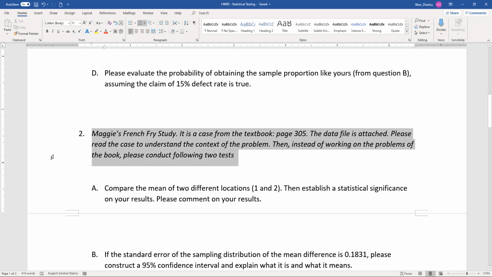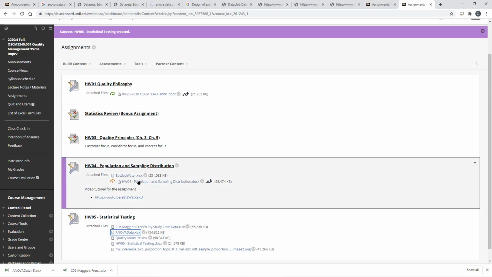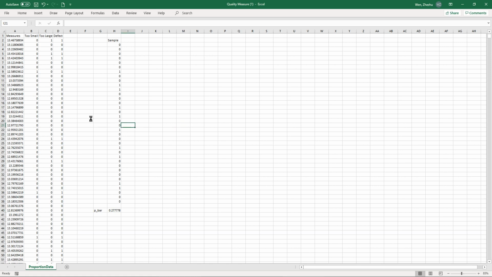Moving on to number 2, this is Maggie's French fry study. You should briefly take a look at the textbook to see the context of the problem. If you're using an older version of the textbook, you can still see this problem there. If you don't see that, please let me know. I can show you a little bit. The data file is attached. It is the Maggie's French fries data set that you will be seeing.